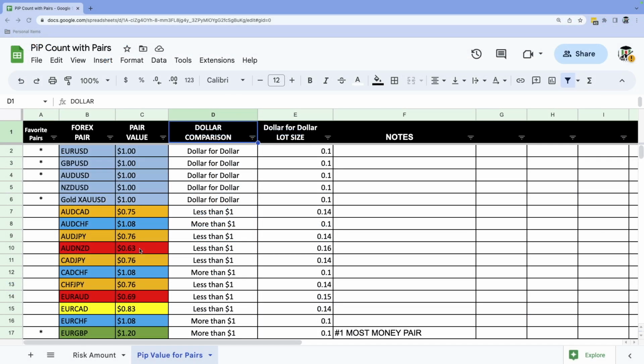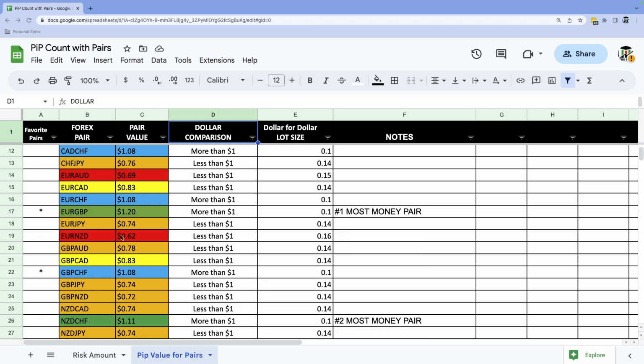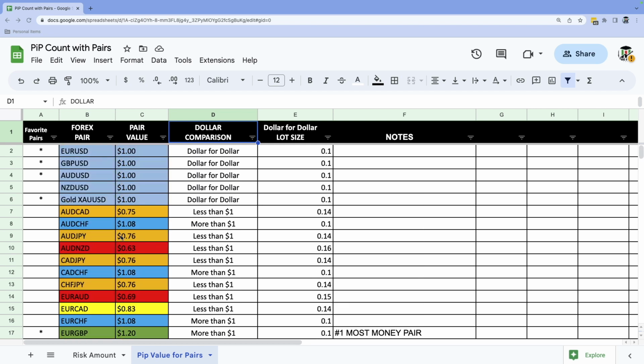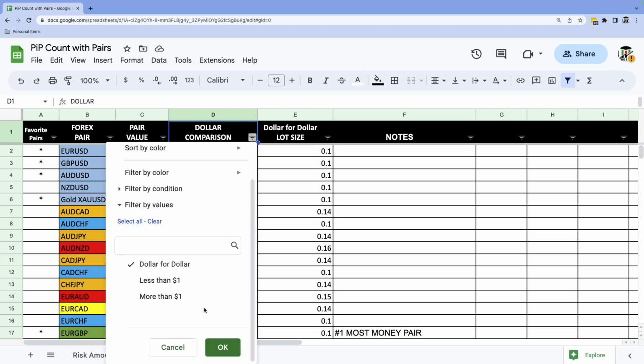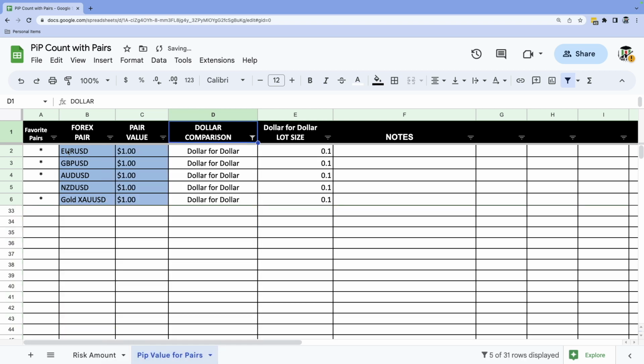So going back to our Google sheet, and we're on the pip value for pairs now. And so if you notice that we have each pair, and each pair has different values. Some are dollar for dollar, some are less than $1, and some are more. And I'll explain what I mean by that. So if we filter this out, most pairs versus the US dollar are dollar for dollar. And what do I mean by that? If you take a 0.1 lot size, that will be $1 per pip for each one of these pairs.